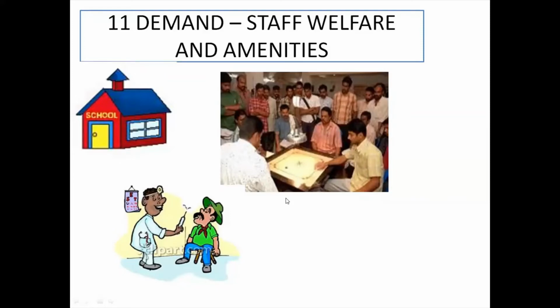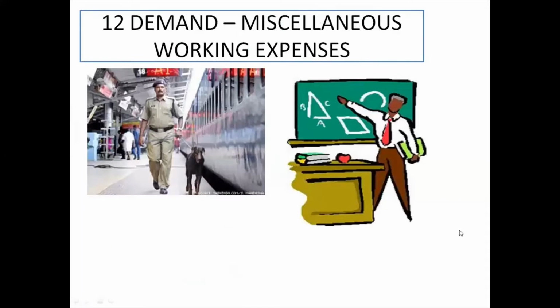And small minor departments and minor activities are covered under demand number 12. Demand number 12 is called miscellaneous working expenses. That is here security or RPF. Training department means all zonal training centers in the zonal railway. Here, please remember, centralized training institutes are demand number 2. Zonal training centers are demand number 12.